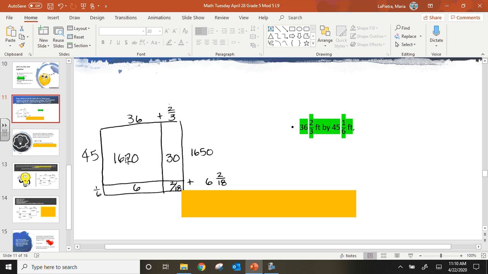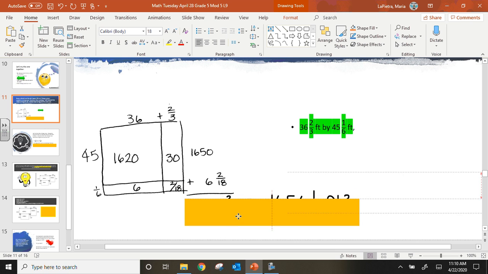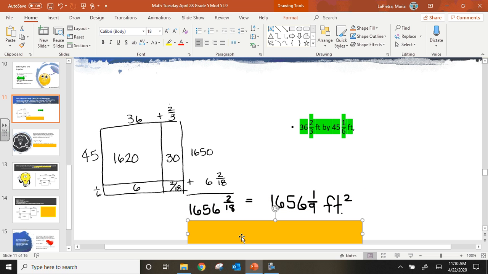Okay, when you add all your products together, you get 1,656 and 2 over 18. When you reduce that 2 over 18, it's 1 over 9. 2 divided by 2 is 1. 18 divided by 2 is 9. So that would be your answer for that one.